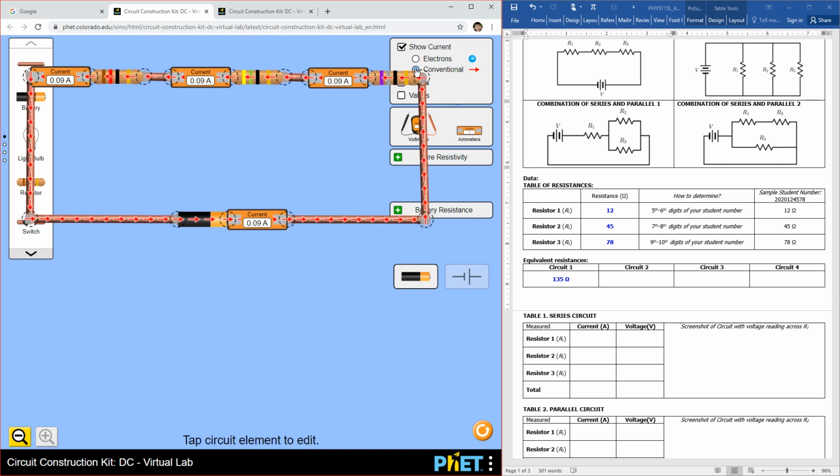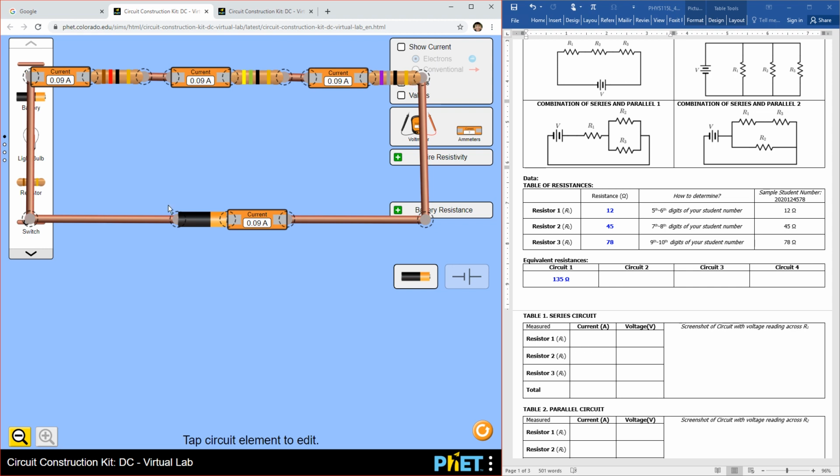Conventional current points in the direction as if the charge carriers in your circuit are positively charged particles. However, in reality, we know that it is the electrons that are freely moving in a conductor, so the direction of the current is flowing in this opposite direction. This is just for your appreciation. So in order for the circuit to be cleaner, let's uncheck this.